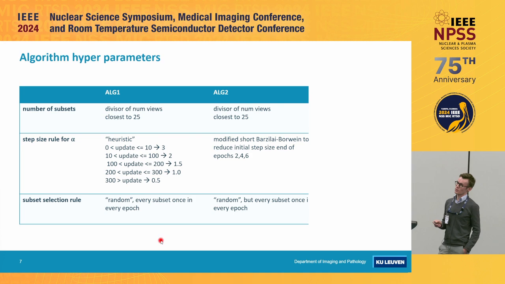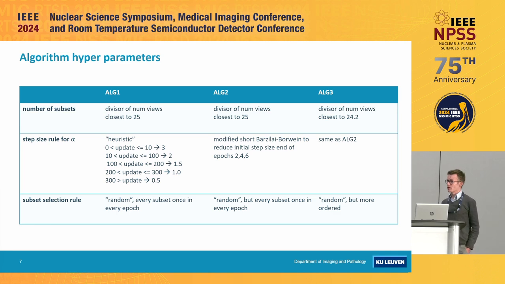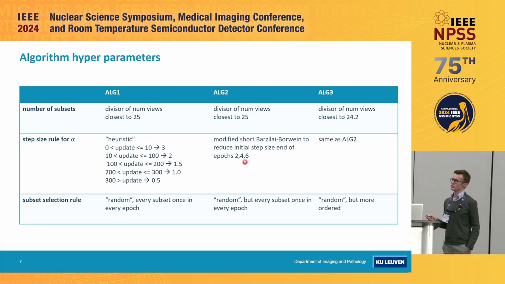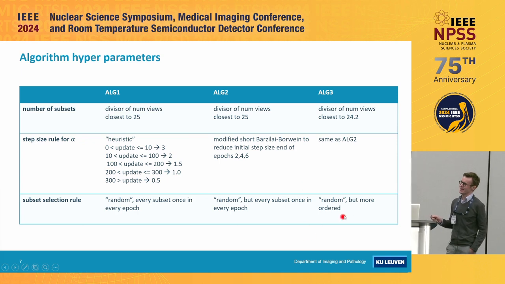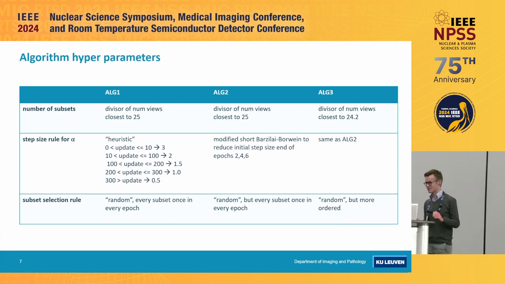In the first algorithm, and also in the second, the subset selection is purely random. In the last algorithm, we have two modifications. It's very similar to the second algorithm, but we use slightly fewer subsets: the divisor closest to 24.2, which in some data sets decreases the number of subsets. The subset selection is still random, but there is a bit of orderedness in the steps of the subset selection.